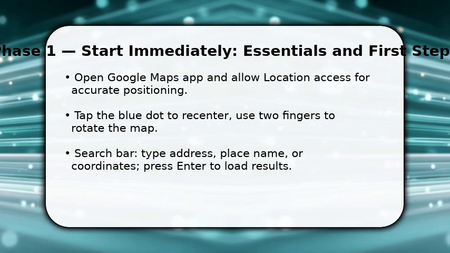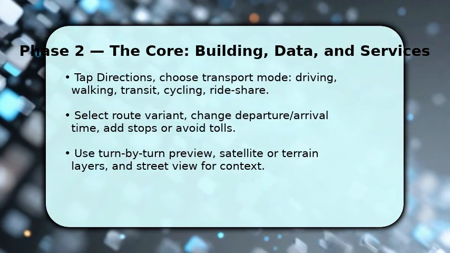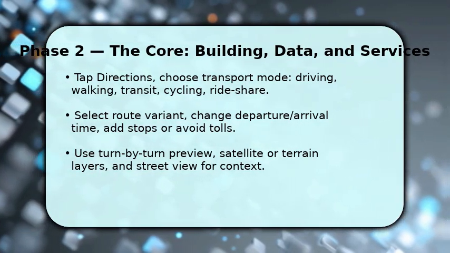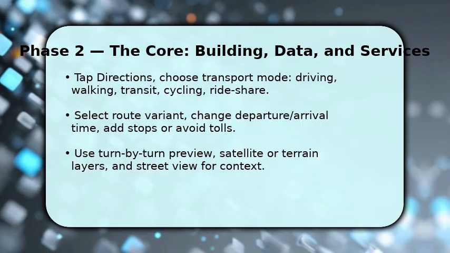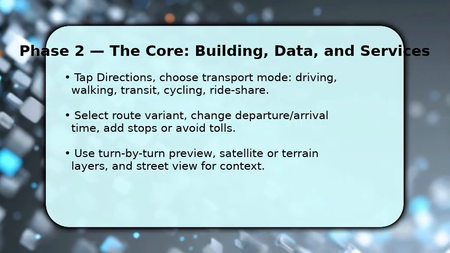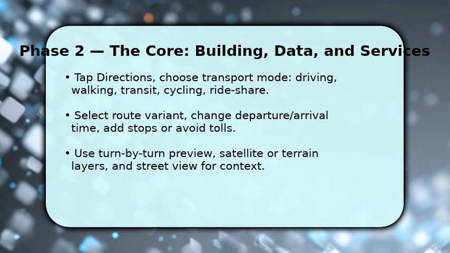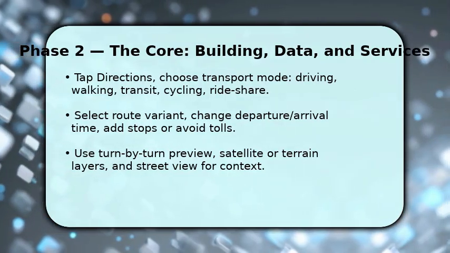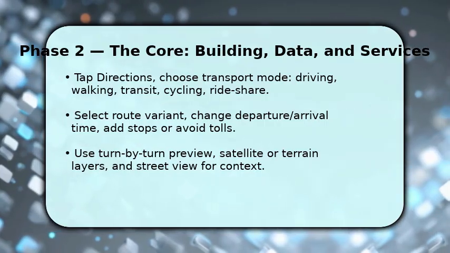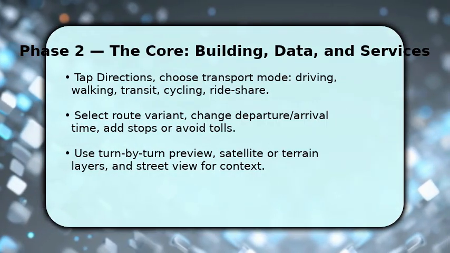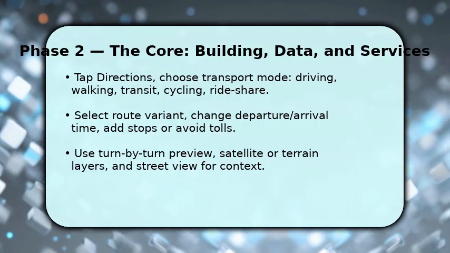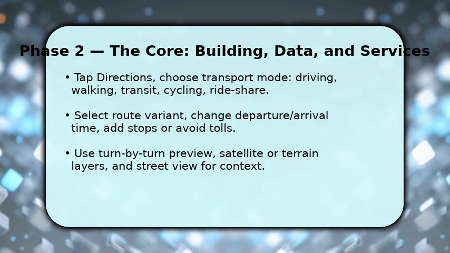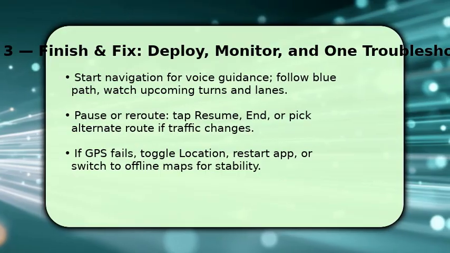After choosing a destination, tap directions and pick your transport mode. You will see multiple route options with estimated time and distance. Make adjustments. Add intermediate stops, set departure or arrival time, and toggle avoidances like tolls or highways to refine the suggested route. Use the route preview to scan each turn, switch to satellite or terrain layers for landmarks, and open Street View to verify building entrances. These middle steps let you customize the trip for speed, safety, or tap Start to begin voice-guided navigation.